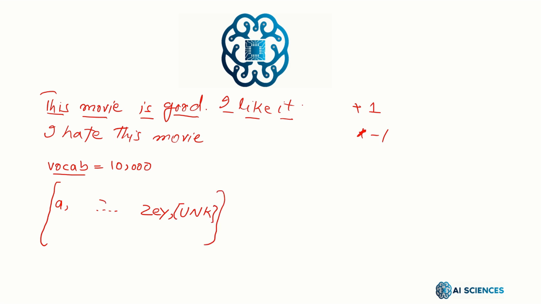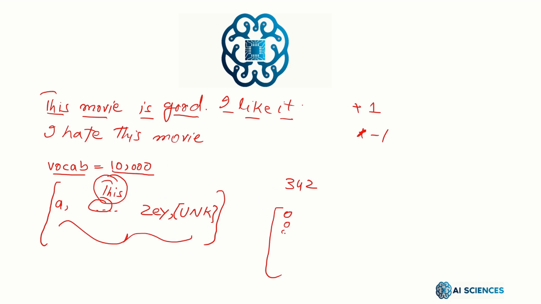And in this vocabulary, let's say the word "this" appears at index 342. A one hot encoding for the word "this" will be a vector with 10,000 components. All the components are 0, except the index 342, that is 1. So this is a 10,000 dimensional feature vector, sometimes called a one hot encoding vector. So the word "this" will have one hot encoding vector.